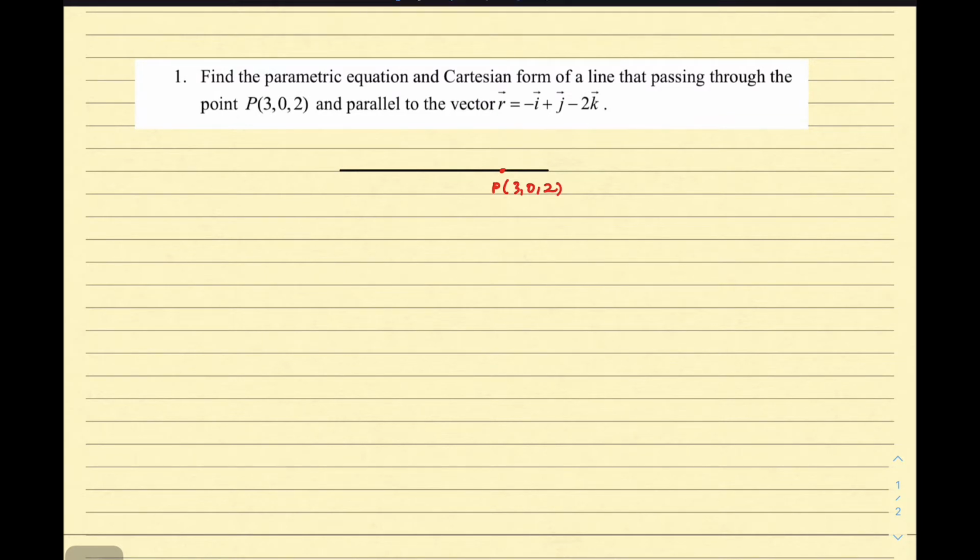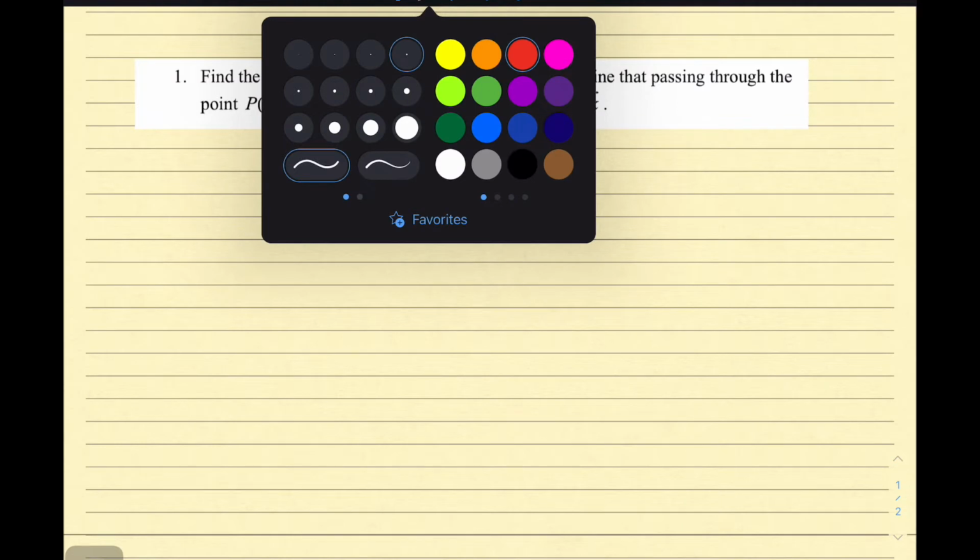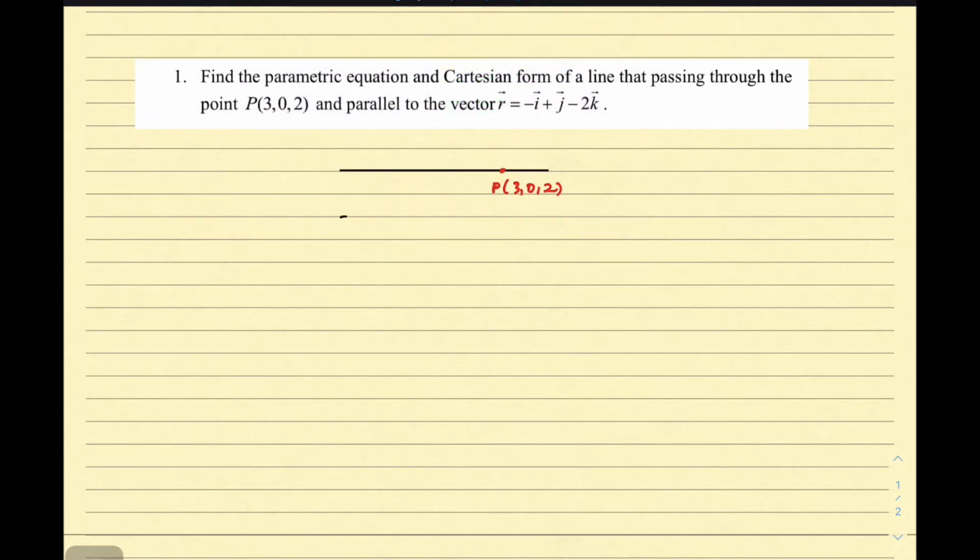Parallel ni maksudnya selari kepada vektor negative I plus J minus 2K. So katakanlah vektor tu dekat sini. So this one is another vector. This one is the vector R. Okay, ni vektor R. So vektor R ini adalah negative I tambah J tolak 2K. Sekarang kita nak cari persamaan line ini.